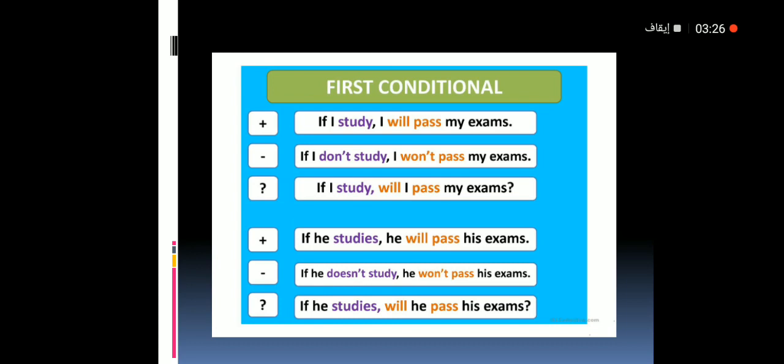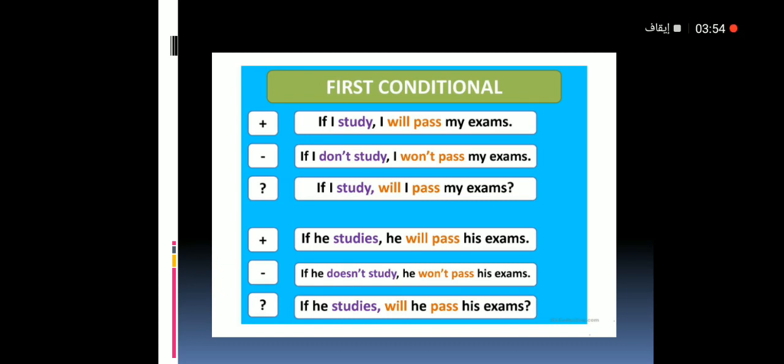Of course, we can also make the main clause with the modal verb a negative by adding not, will, بتصير, won't. And of course, the verb is a base verb. If I study, will I pass my exam? Here, if you want to make an interrogative sentences, you just switch in the main clause between the modal verb and the subject. Look at the second example.